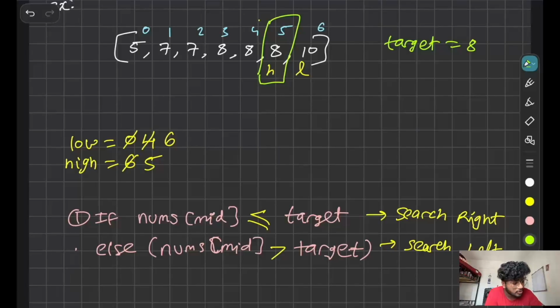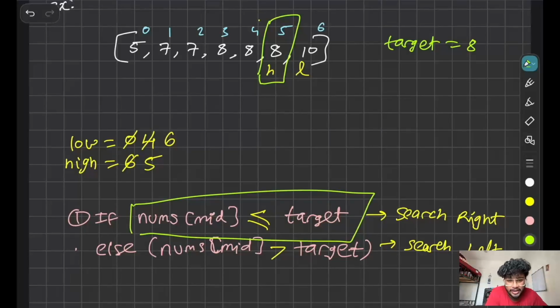Okay, if you're still unsure, what you can do, whenever you have this condition, nums of mid is less than or equal to target, or whenever it is equal to target, is just store it. Let's call it lpos. So lpos equal to mid. You can just store it and return it.